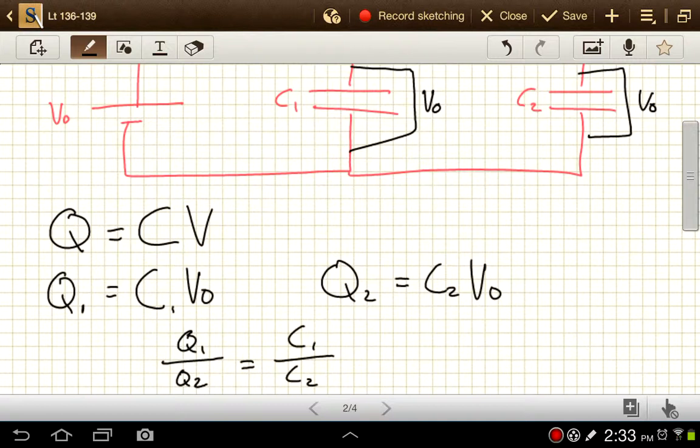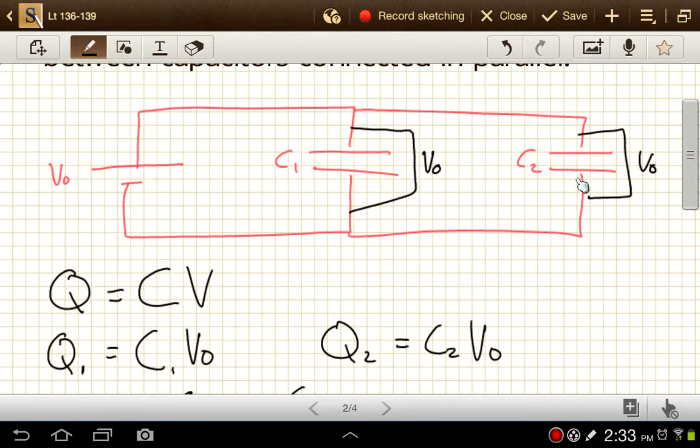So if we had, say, values of 10 and 20 microfarads here, this one is double the capacitance, so it would hold double the charge.